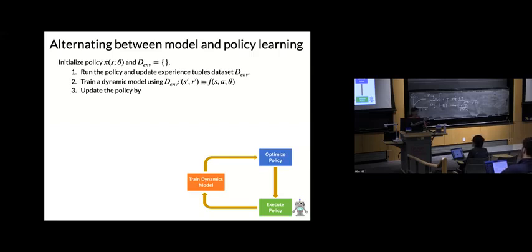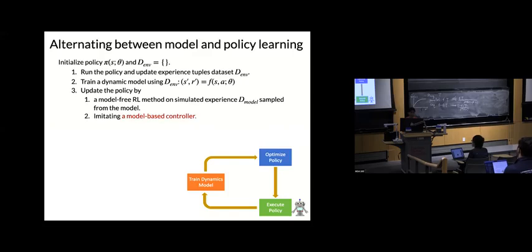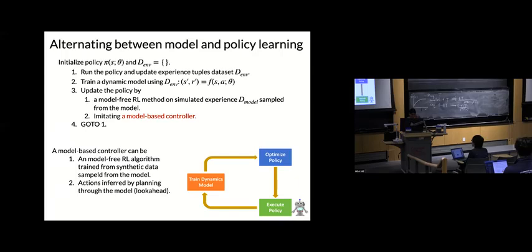You have a current policy, and that policy starts from random, and you collect experience. You use this experience to train a dynamics model, okay? Now, you use that model to update your policy by either a model-free RL method on simulated synthetic experience sampled from your model, or imitating a model-based controller. The model-based controller is essentially action selection through unrolling. That's what this means. This is actually a typo, so I'll fix that, and then you go back.